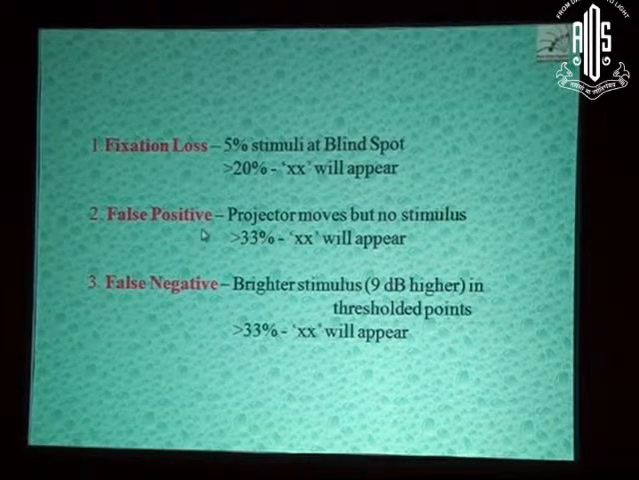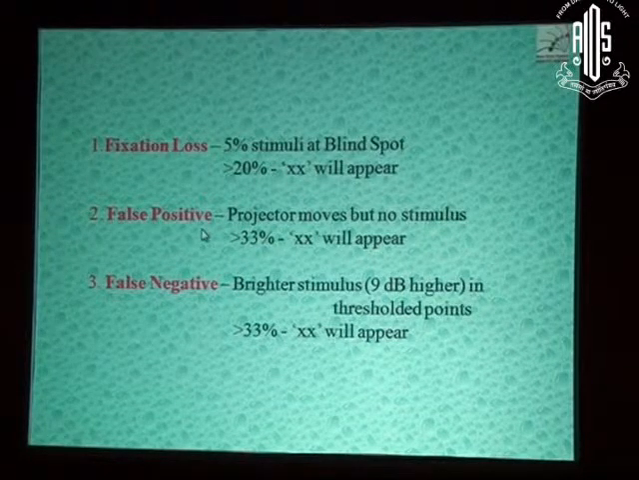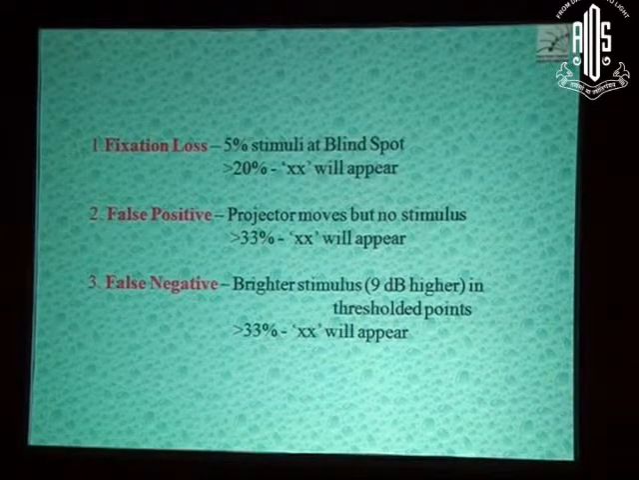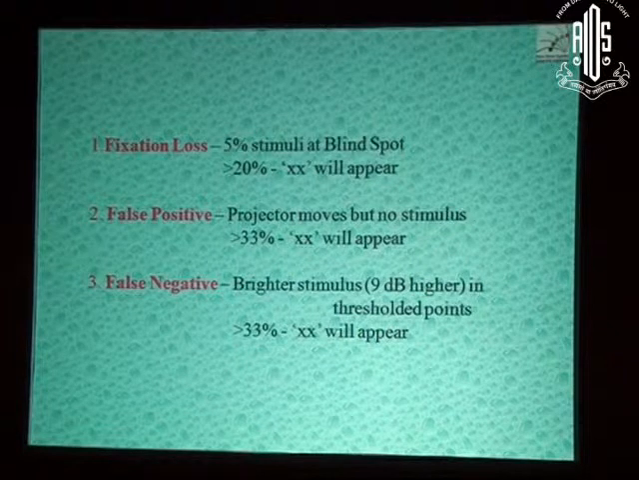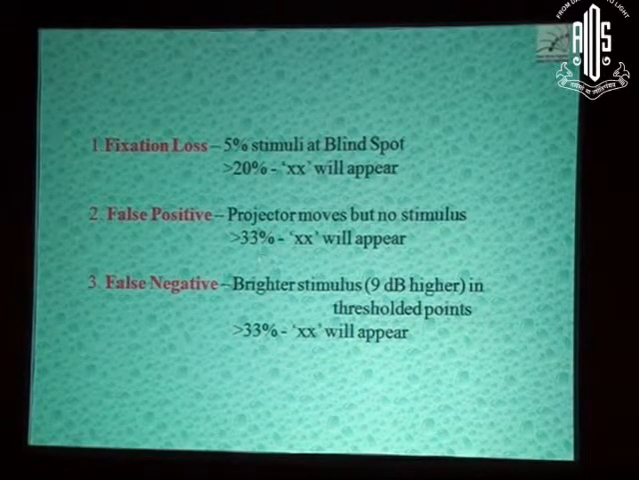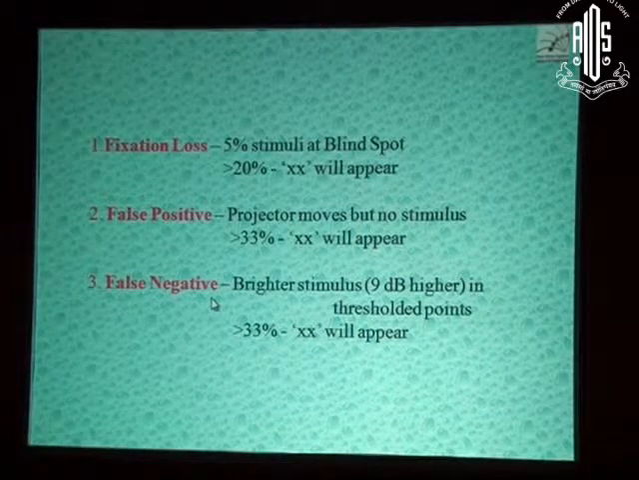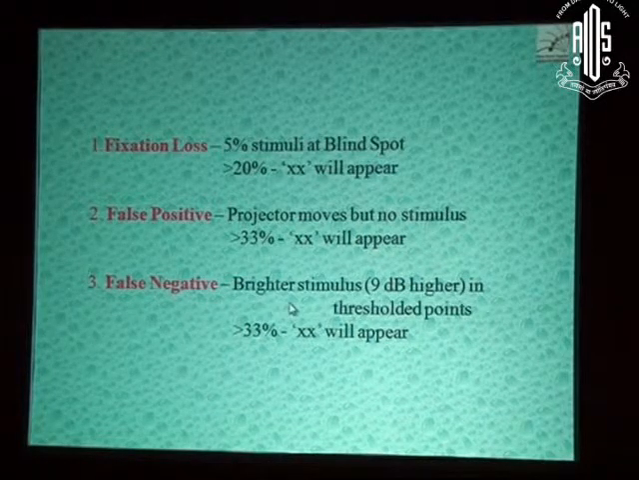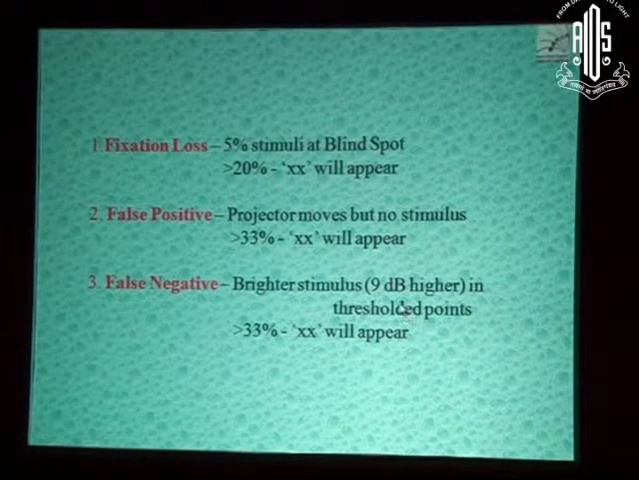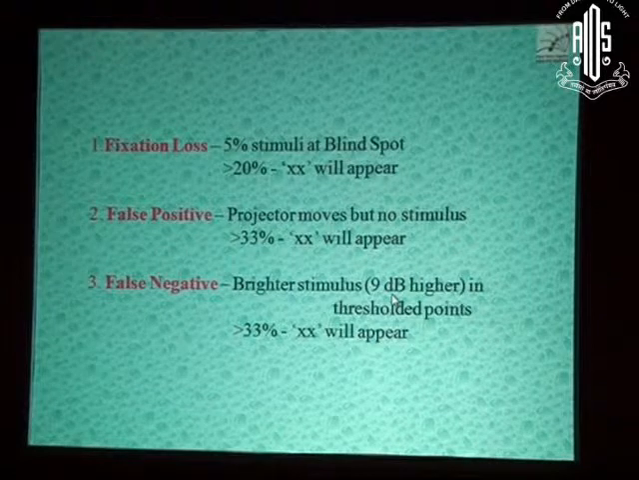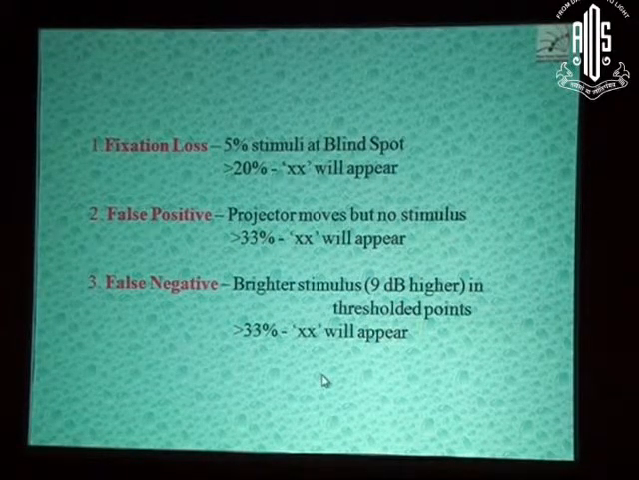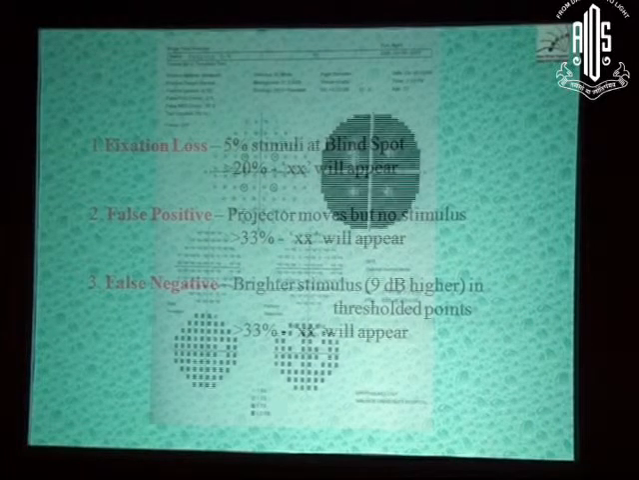In false positive, the projector moves but there is no stimulus. But if the patient gives a positive response, then it will be recorded as a false positive, and if it is more than 33%, a double cross will appear in the printout. In false negative, at an already threshold-pointed location, a brighter stimulus is presented, that is 9 decibels higher than the threshold. If the patient does not respond, then it will be indicated as a false negative response. If it is again more than 33%, a double cross will appear in the printout.